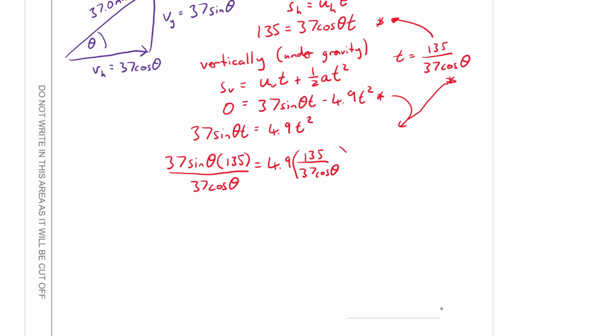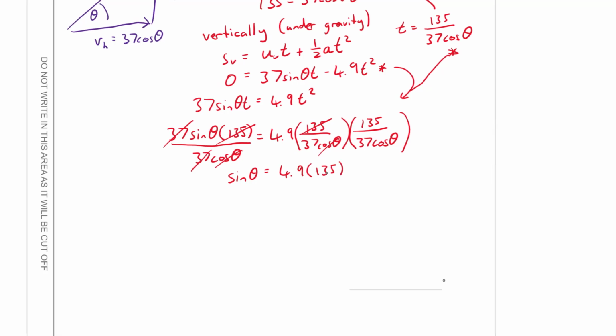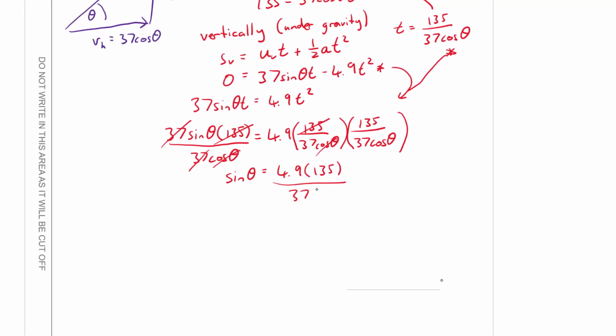Now I could square this, but I want to be really clear about what I'm doing, so I'm going to just write it again, so you can see what I'm doing here. Cos theta, right, so now I've got 4.9 t squared. So let's start cancelling things out. This 37 here cancels with that 37. Of these 135s, one of them will cancel out, and one of these cos thetas will cancel out. So what I'm left with is sine theta is equal to 4.9 times 135 over 37 squared cos theta.